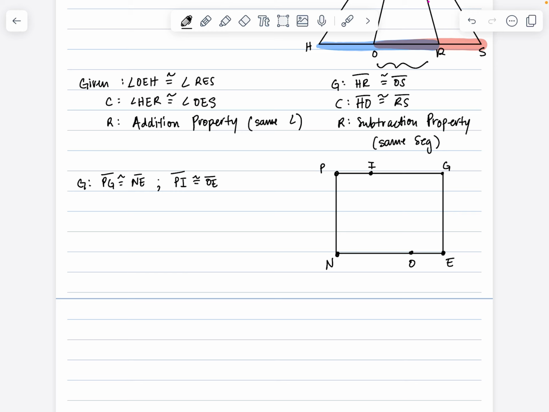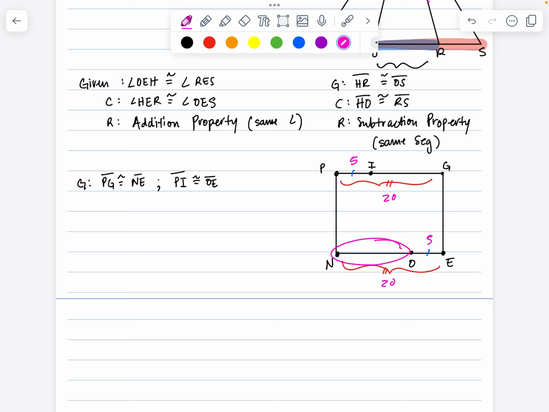Let's mark this before we start. PG is going to be congruent to, so the full length, is going to be congruent to NE. We also have PI congruent to OE. So if you notice, we're going from red, and we have lengths for red and blue. If I put 20 here and I put 5 here, what would you tell me about IG? And since these are congruent, we would have 20 here and 5 here. What can you tell me about NO? Well, they should be congruent. Okay, so the conclusion here would be IG is going to be congruent to NO.